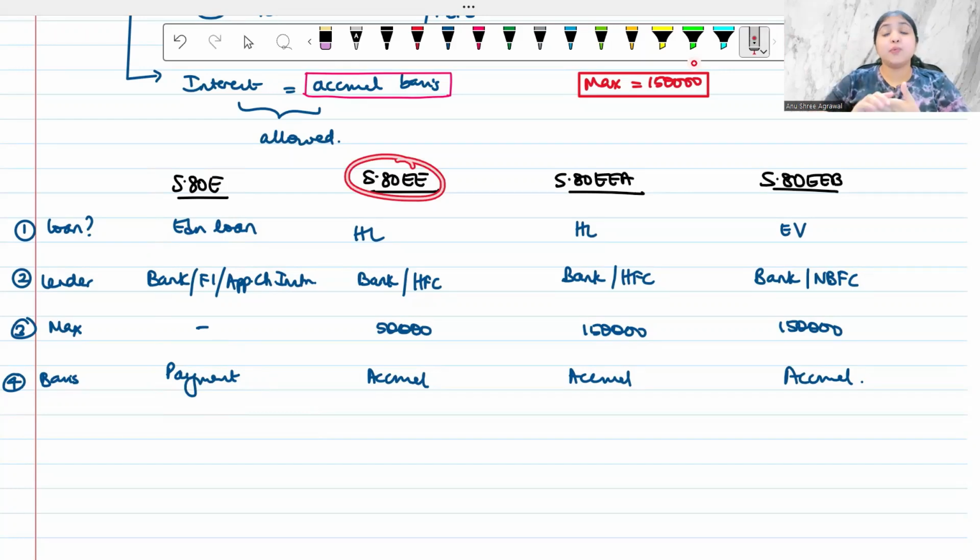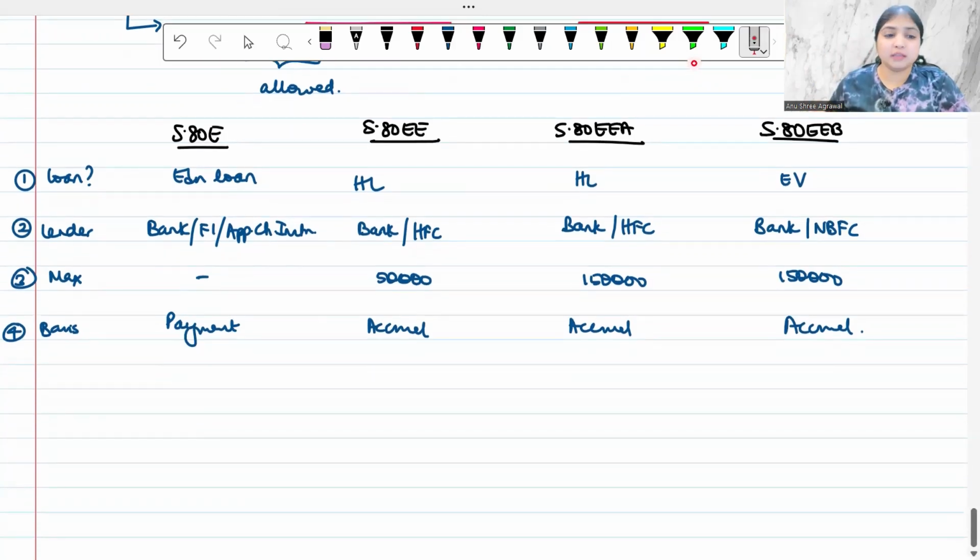80EE, we had learned extra points. The loan should not be more than 35 lakhs, and the value of the house, the consideration for the house, should not be more than 50 lakhs. And on the date on which the loan is sanctioned, on that day, you should not have owned any other property. See, one more point we can add over here.